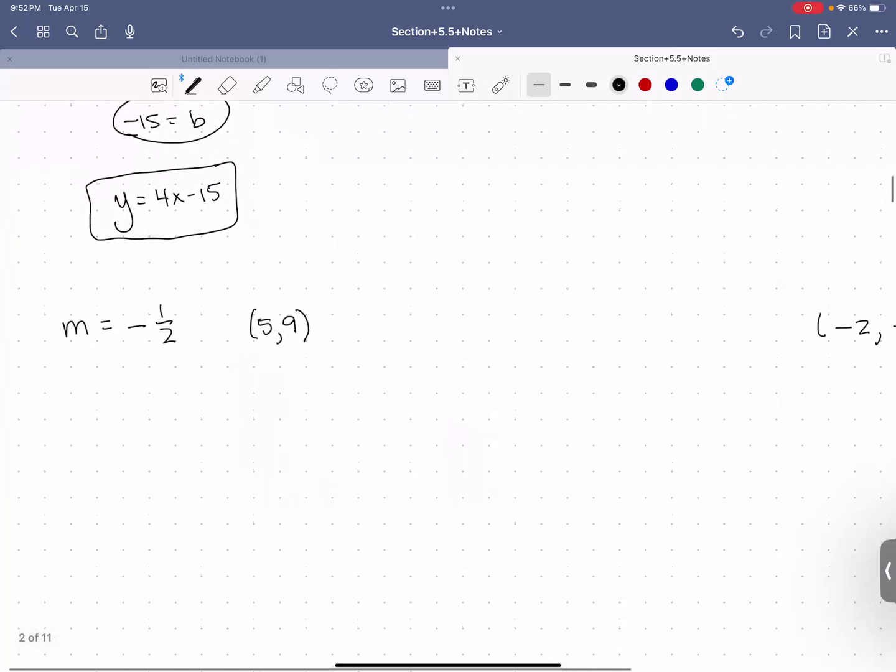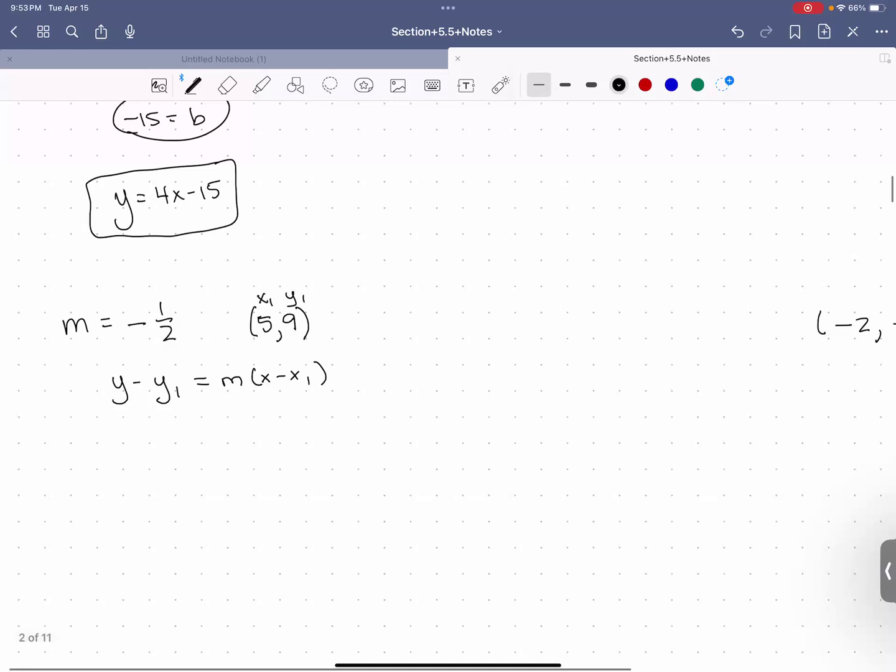Here on this one, given a slope of -1/2 and the point 5, 9, we could use our point slope form this time. Just as another example, y minus y1 equals m times x minus x1. This 5 is going to be the x sub 1. This 9 is going to be the y sub 1. M is going to be the -1/2, excuse me, that we were given. So we have y minus 9 equals -1/2 times (x minus 5). We now have to solve for y.